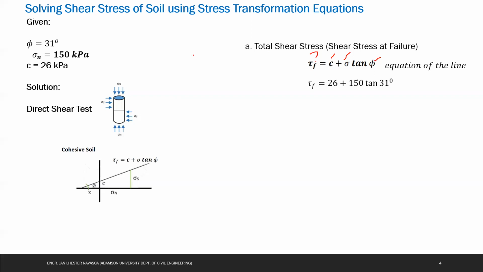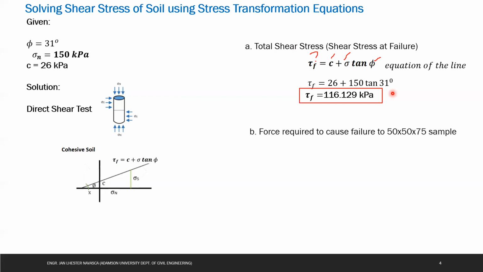By direct substitution, we have 26 plus 150 tangent 31. Therefore, you get your shear stress at failure to be 116.129 kPa. So it is just direct substitution using the stress transformation equations.